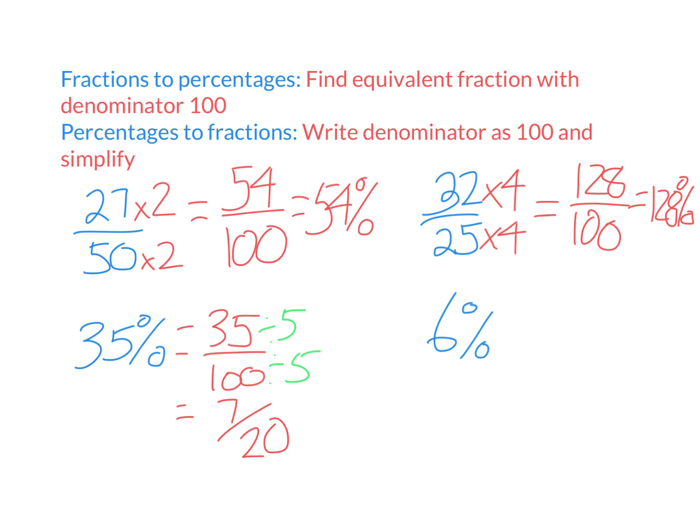So what about 6%? Well, we just write the number over 100, 6 over 100, and simplify. 6 can be divided by 2, 100 can be divided by 2. I can't simplify any further. 3 and 50 have no common factor other than 1. So 3 over 50 and 6% are the same.